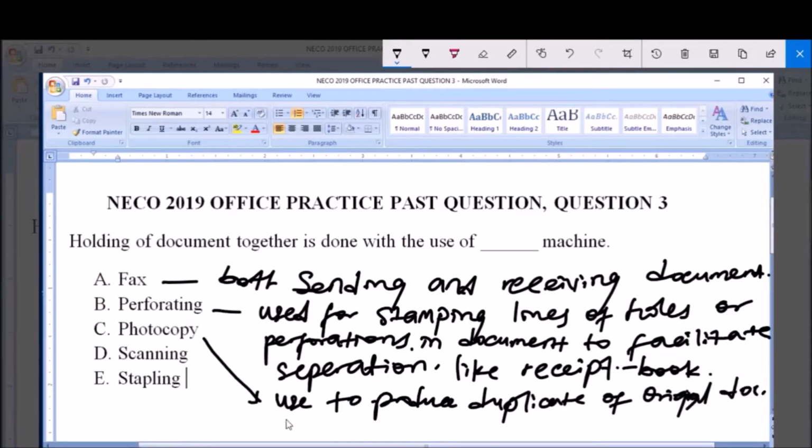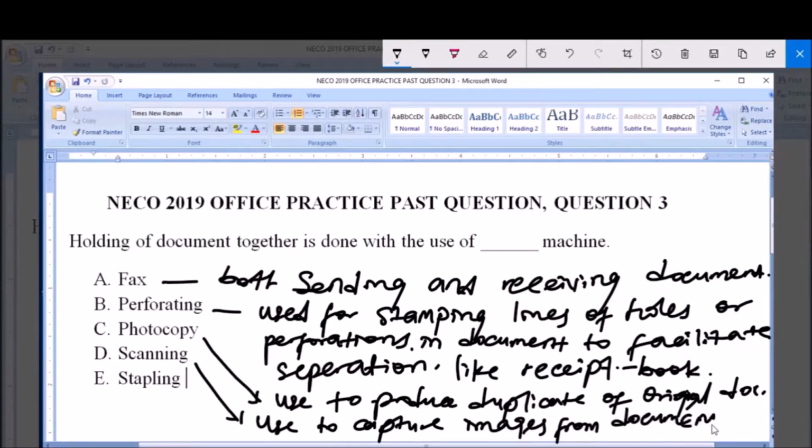Then D says scanning machine. Now scanning machines are used to capture images from documents, either from magazines or from bills, from posters, for the purpose of what? Editing them, for editing or display.